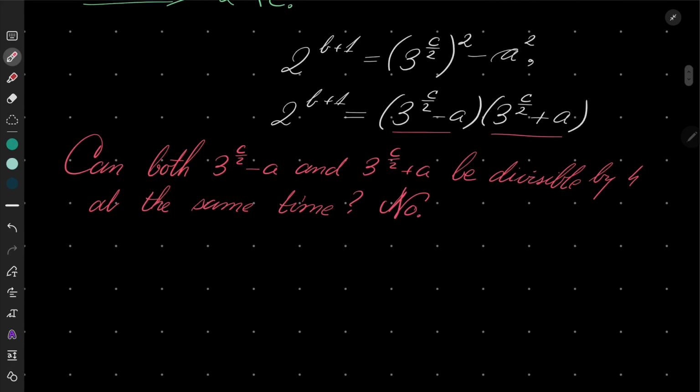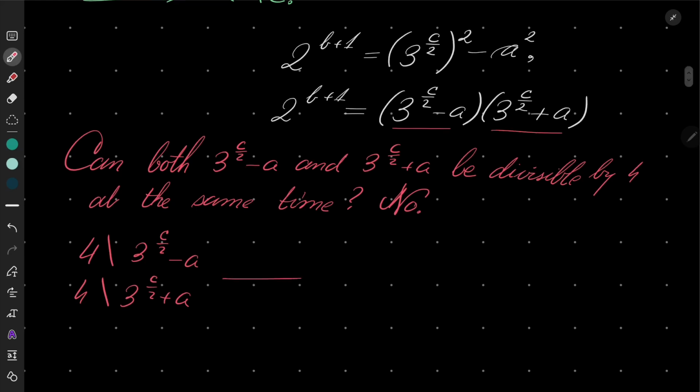Why not? Because if 4 divides 3 to the power c over 2 minus a, and if at the same time 4 divides 3 to the power c over 2 plus a, after adding these equations together, we will deduce that 4 divides 2 times 3 to the power c over 2, which is obviously not true, because on the right hand side we have only a factor of 2. Contradiction.